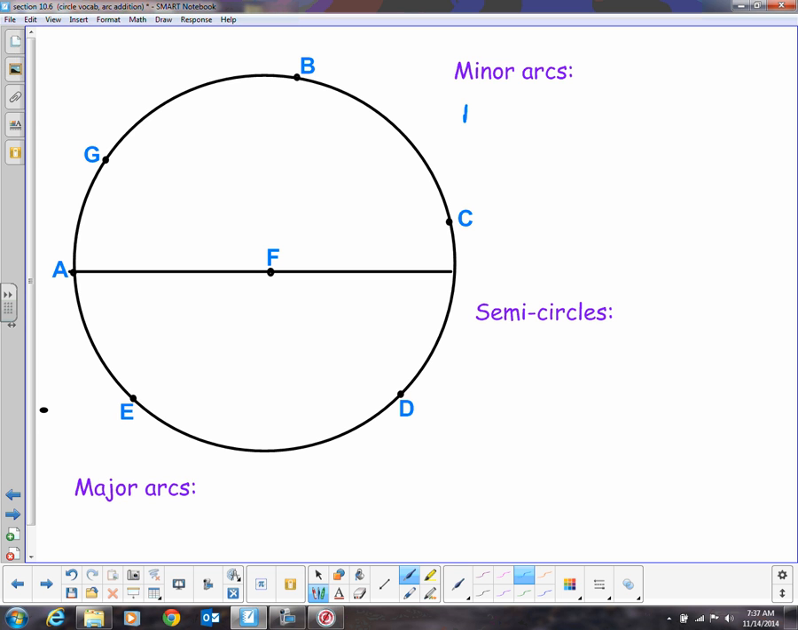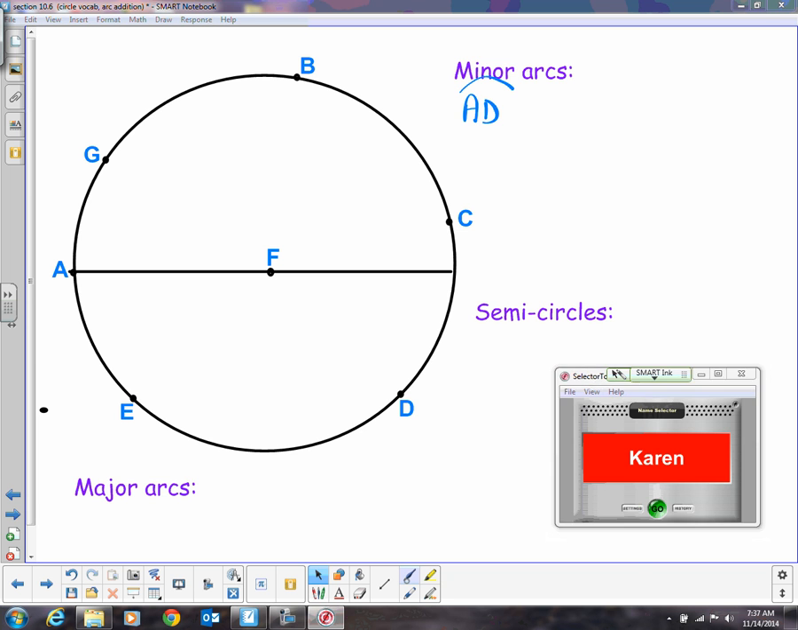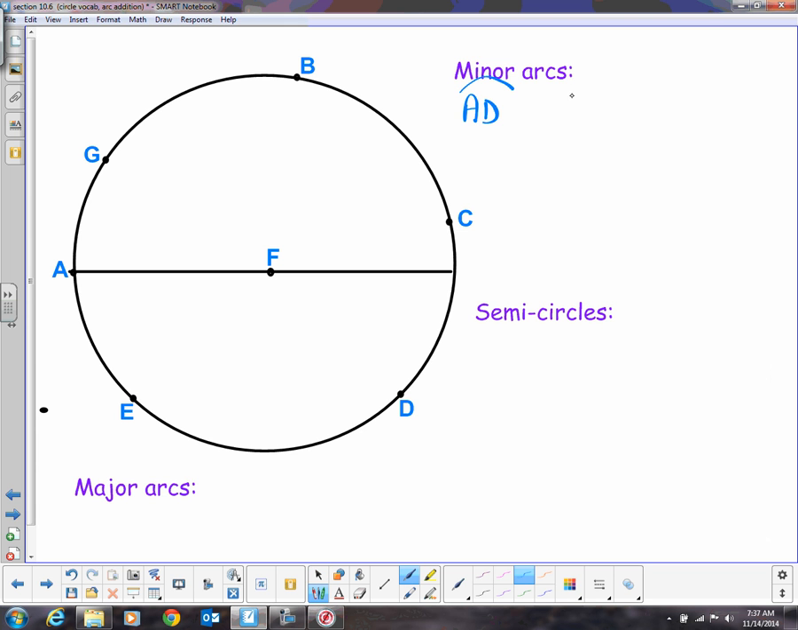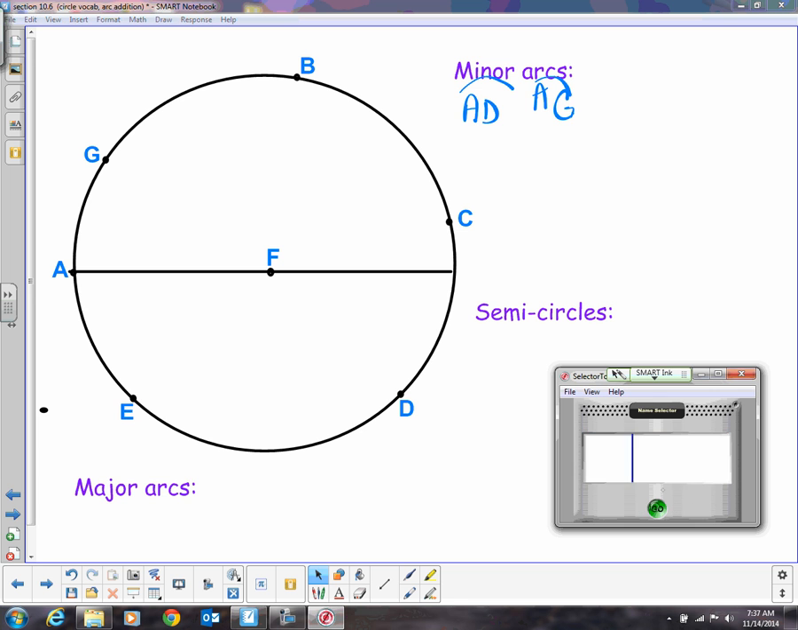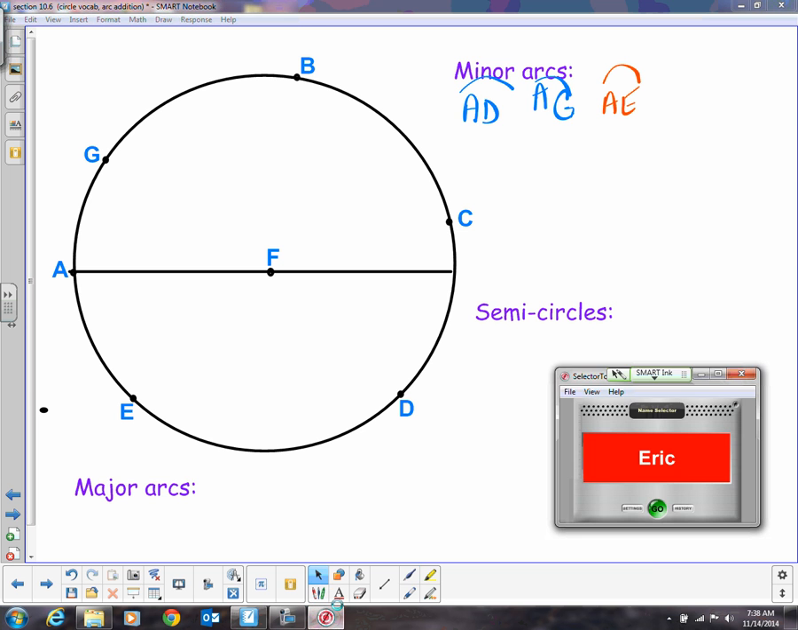AD would be a minor arc because it is less than 180. Less than, smaller than a semicircle. I need another minor arc. A2. Where's my 2? Yes, that is definitely a minor arc. Okay, let's do another minor arc. AE is another minor arc.